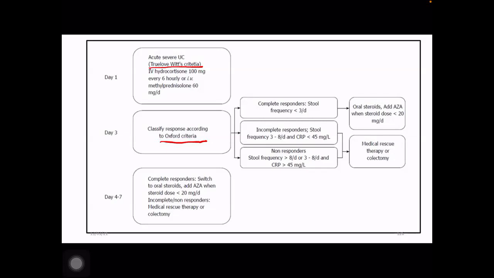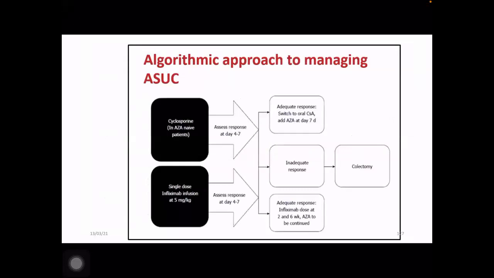Not come down, consider medical rescue therapy. You give either cyclosporin or infliximab. Assess the response on day 4 to 7. If the patient doesn't show any improvement, go ahead with colectomy. So this is the flow chart for acute severe ulcerative colitis. Okay.